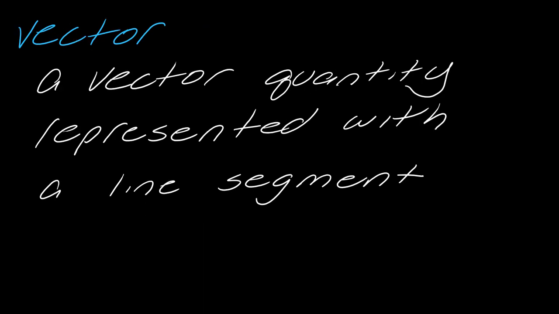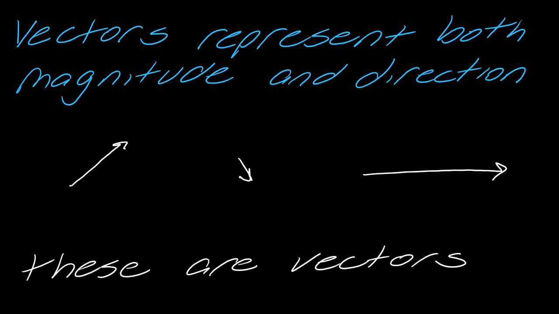And a vector is a vector quantity represented with a line segment. So vectors represent both magnitude and direction. What you see here, these are what vectors actually look like if we were to draw them out. You can see that this one has a much larger magnitude than the other two, and then they also have a direction associated with them. Vectors are a pretty simple idea, but it seems a little odd maybe the first time that you encounter it if you've never seen a vector before.